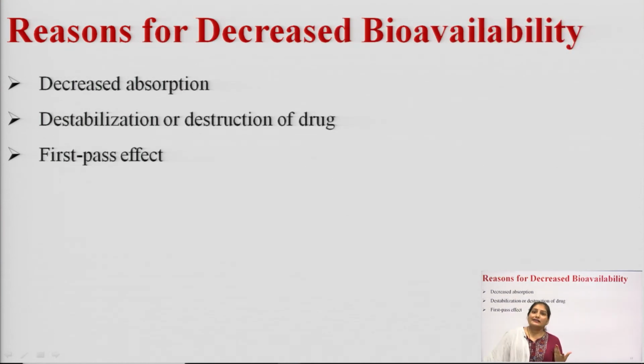Now, the last parameter is the first pass effect or pre-systemic metabolism. Okay. When a drug is administered orally, it has to pass through the GIT and through some organs, and due to this passage there can be loss of drug. There can be loss of the effect. So, that effect is called the first pass effect.